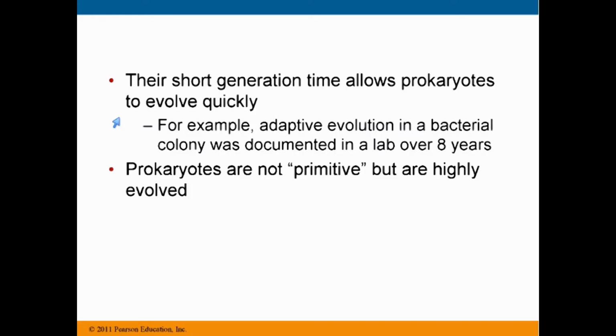Because the bacterial generation time is very short, this allows prokaryotes to actually evolve fairly quickly. It says here, adaptive evolution in a bacterial colony was documented in a lab over 8 years. So we're looking here at something that Darwin didn't think you could see during your lifetime. And you can see this within 8 years, which isn't even, what, 1/10 of our lifetime? So that's pretty amazing.